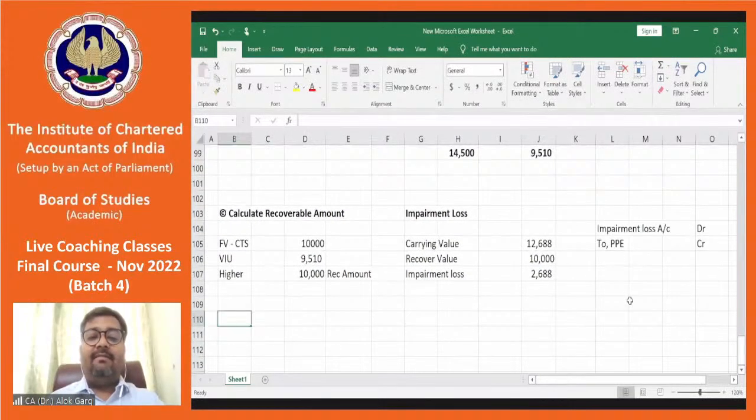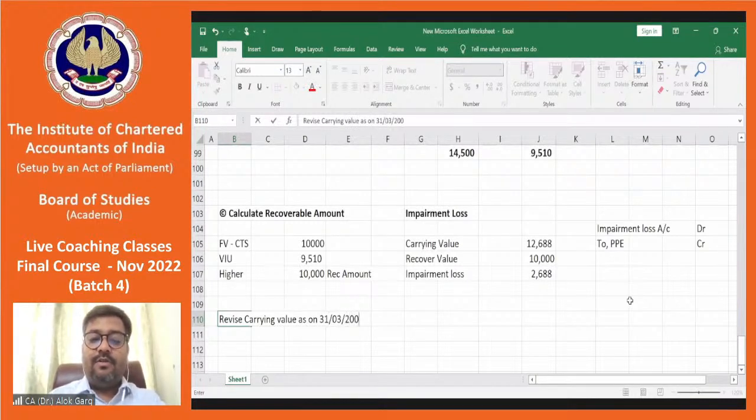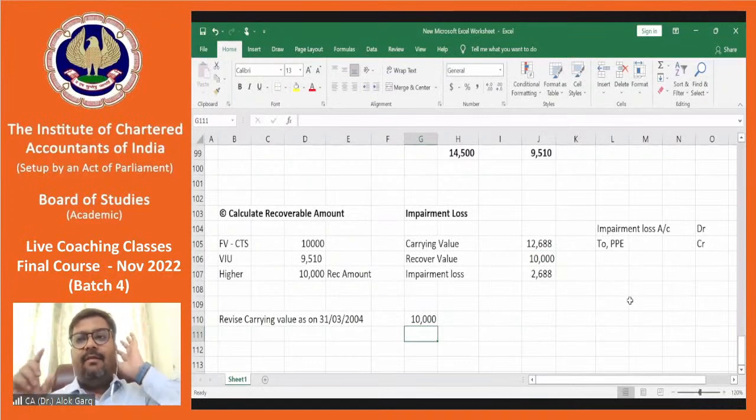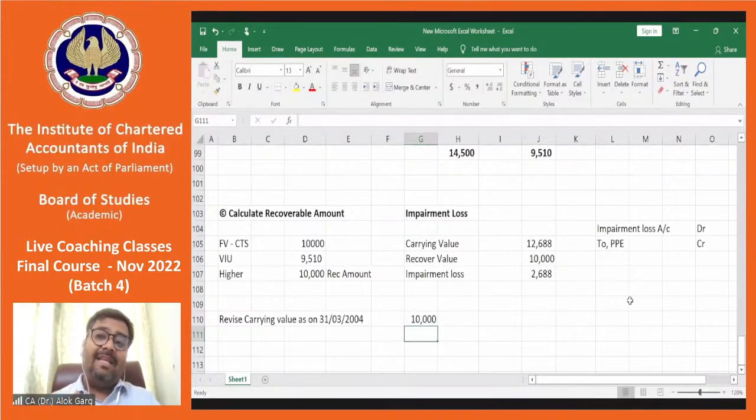Now what will be the revised carrying value as on 31st March 2004? Of course, the revised carrying value will be 10,000 only, because the carrying value was 12,688, and you have debited impairment loss and credited PPE by 2,688. So what is the balance which was left? It was 10,000. Clear?